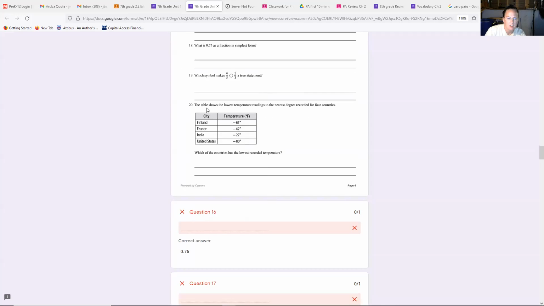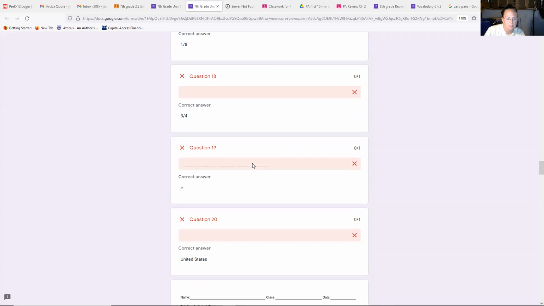So number 20, the table shows the lowest temperature readings to the nearest degree recorded for 4 countries. Which of the countries has the lowest recorded temperature? So the lowest means it looks big, but it's negative. So we have -61, -42 degrees, -27 degrees Fahrenheit, -80 degrees Fahrenheit. Negative 80, so the 80 looks like the biggest number and it's negative, which tells me that that's the smallest number. So the United States is what we would put here for number 20.